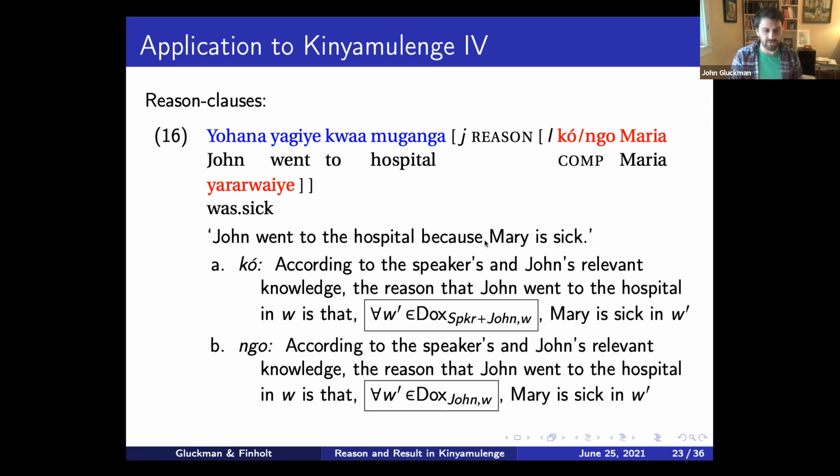The minimal difference here between using ko and go is that the speaker is no longer this logophoric center. So we're no longer quantifying over the speaker's doxastic state. It's just John's doxastic state. Right. And so here we're saying that according to the speakers and John's relevant knowledge, the reason that John went to the hospital is that for all John knows, Mary is sick. Right. And so this works to distance the speaker from the truth of the adverbial.